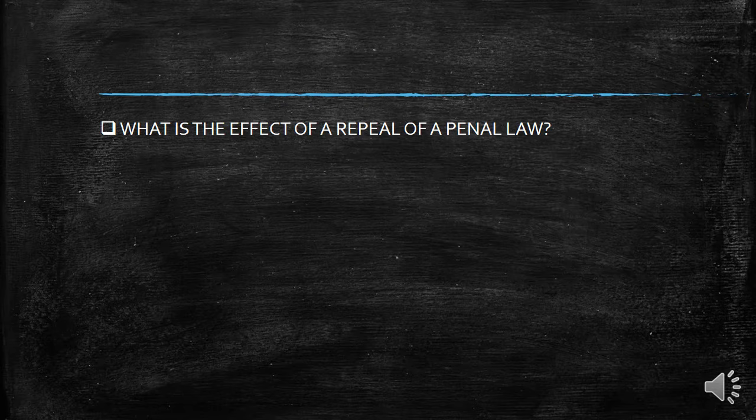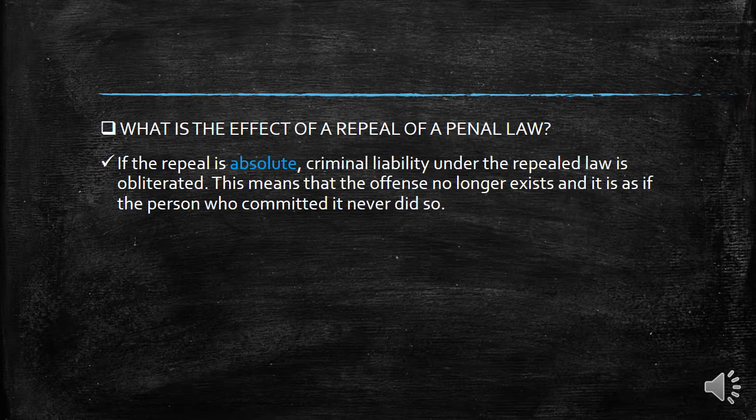What is the effect of a repeal of a penal law? If the repeal is absolute or total, criminal liability under that repealed law is obliterated or erased. This means that the offense no longer exists, and it is as if the person who committed it never did so.